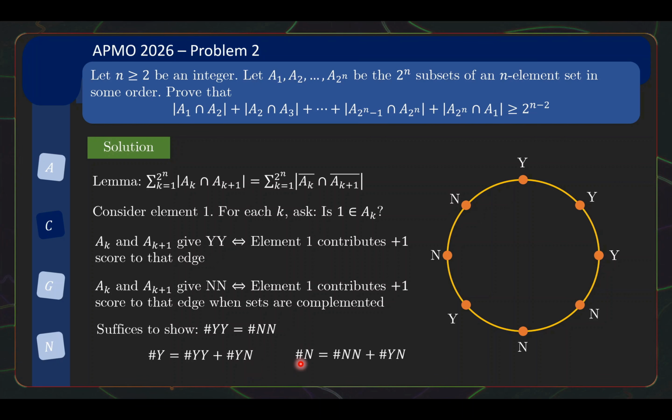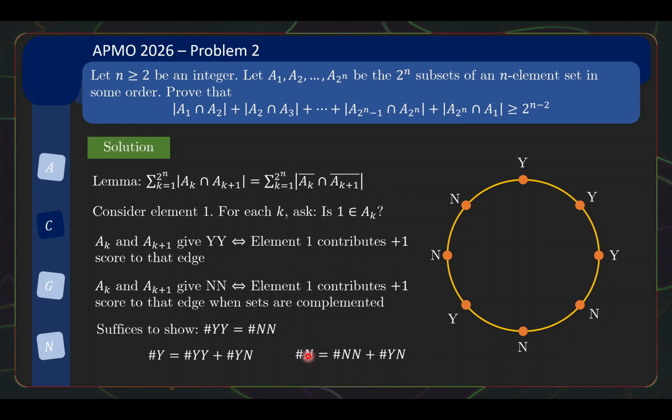And similarly, the number of no's is equal to the number of no-no plus the number of yes-no. Because each time you have a no, what is the answer before that? It must be either a yes or a no. So when you have a no, what is before that is either a no or a yes. So we have this equality as well.